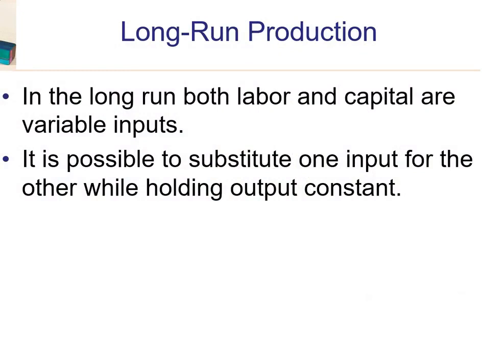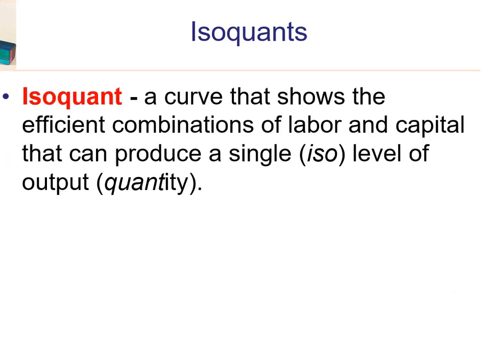First, long-run production. What is this? This is the time period when you can adjust all your inputs. So both labor and capital are considered to be variable or can be adjusted. Since you can adjust both your capital and your labor, it's possible now to substitute capital for labor or labor for capital while keeping your output unchanged or constant. So that was long-run production.